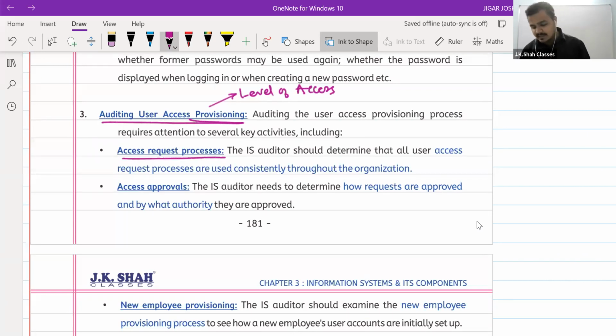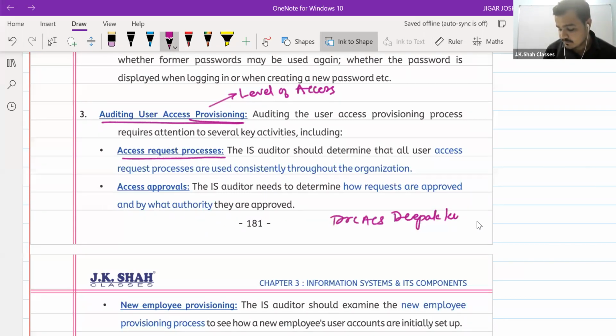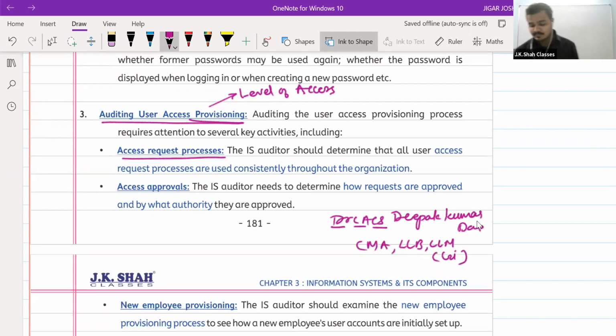The person under whom I got the training is Dr. CACS Deepak Kumar Das. He is a doctor, a chartered accountant, a company secretary, a CMA, cost management accountant. He was the joint secretary of CACS CMA, LLB, LLM in criminology, PhD in law. So he got the doctorate also.